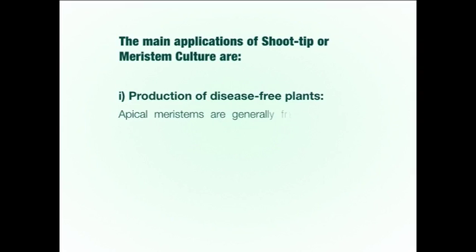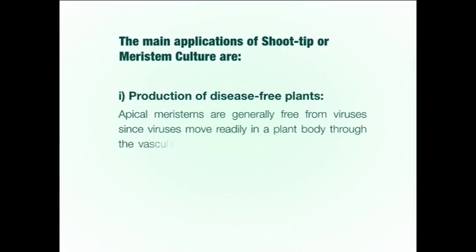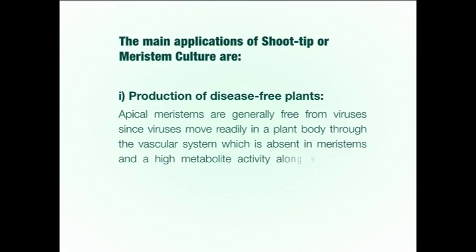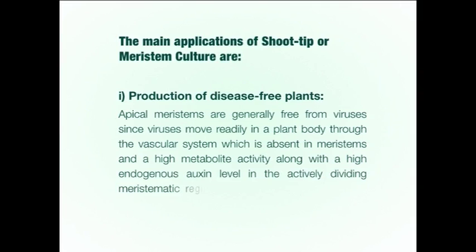Apical meristems are generally free from viruses since viruses move readily in the plant body through the vascular system, which is absent in meristems, and a high metabolic activity along with a high endogenous oxygen level in the actively dividing meristematic regions prevent virus replication and multiplication.